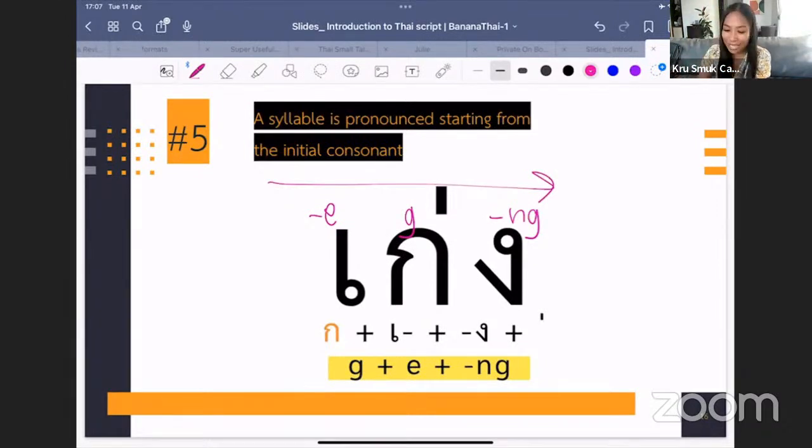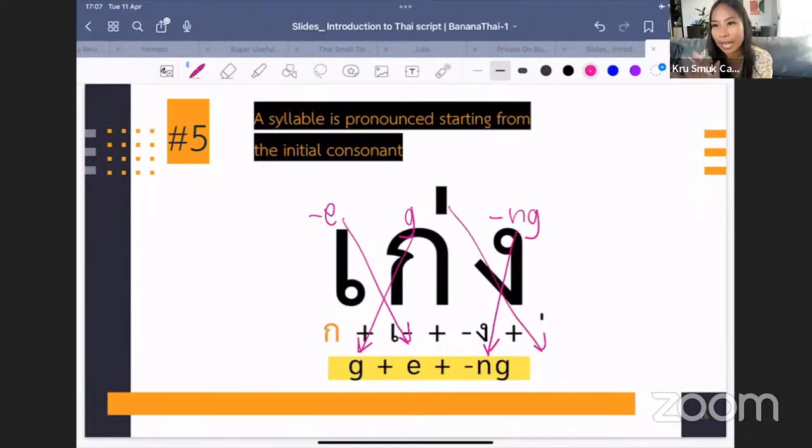So the way you read it, start from the beginning consonant sound, which is gor gai, followed by the vowel sara a, the ending consonant ngor ngu, and the tone. So this word, without tone first, okay? This word is pronounced gang.